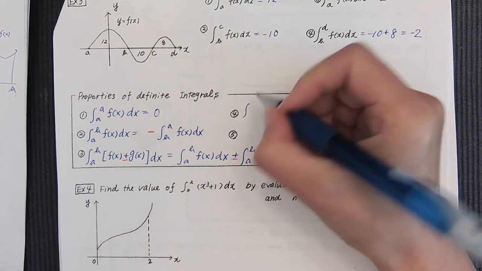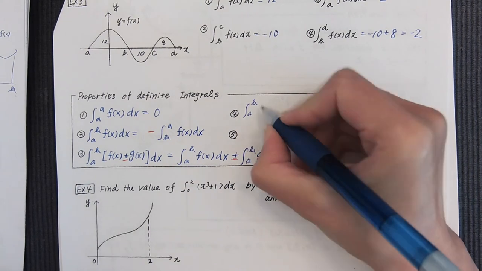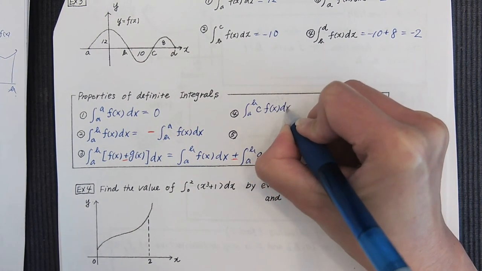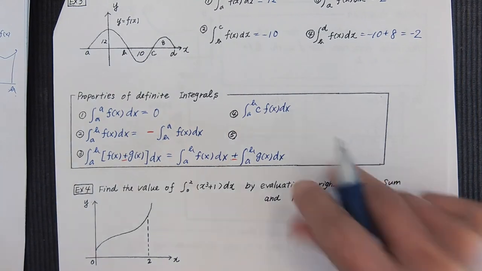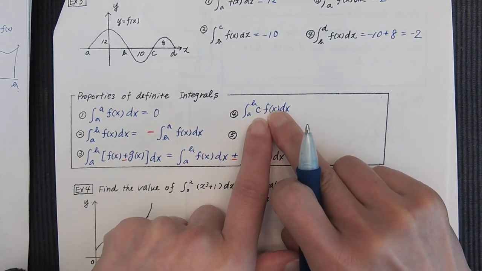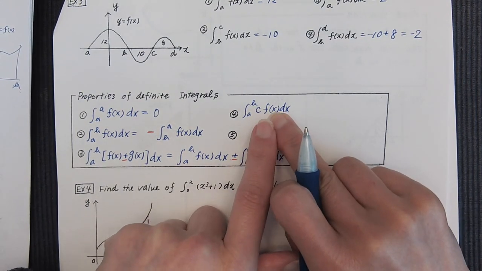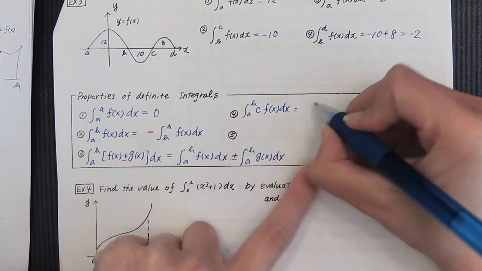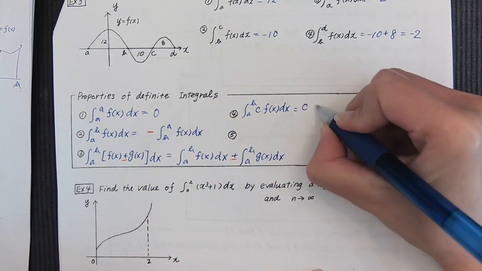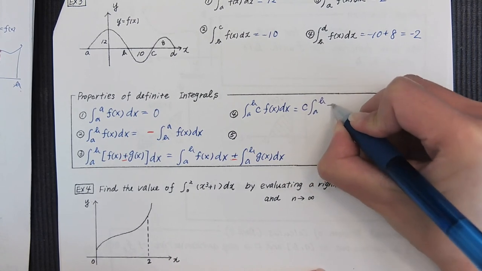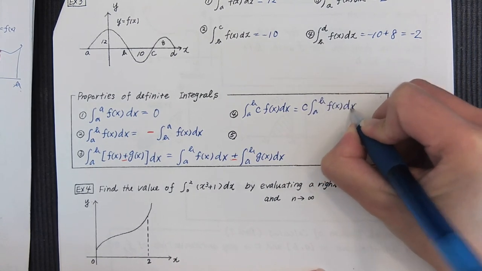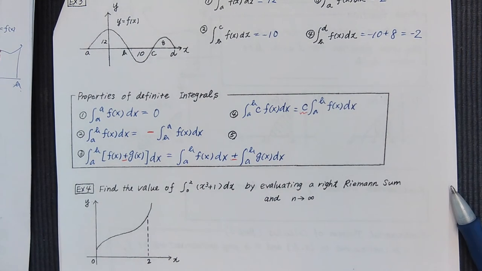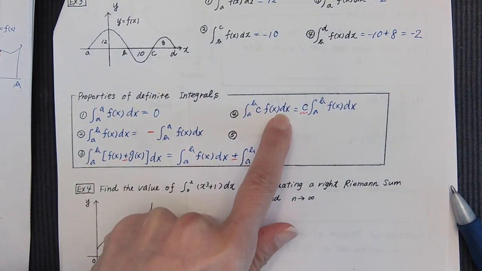Question four: from a to b, there's a constant c times f of x dx. The integral only concerns my function f of x. So c is a constant and has nothing to do with the integral, so c can be outside. You can take the c outside of the integral from a to b of f of x dx, because c has nothing to do with my function f of x.